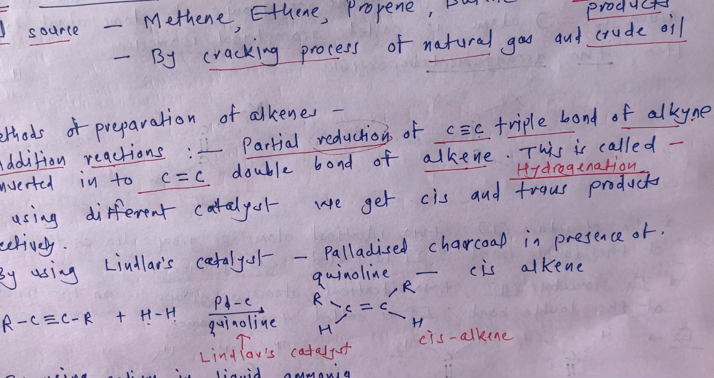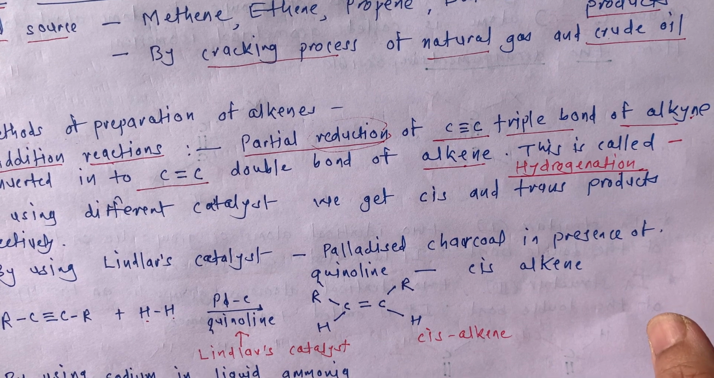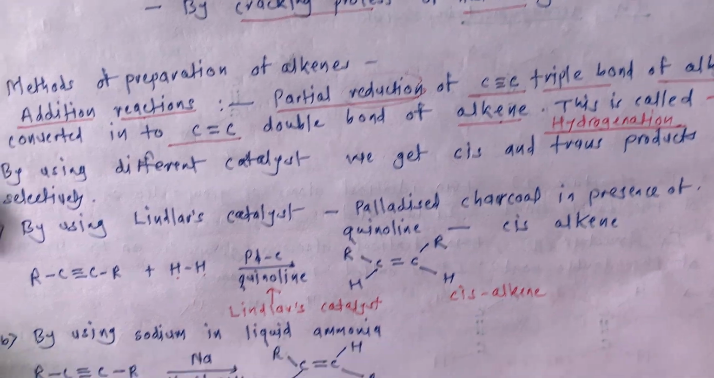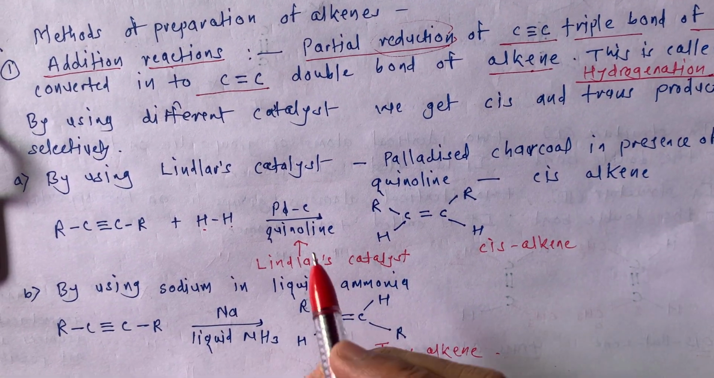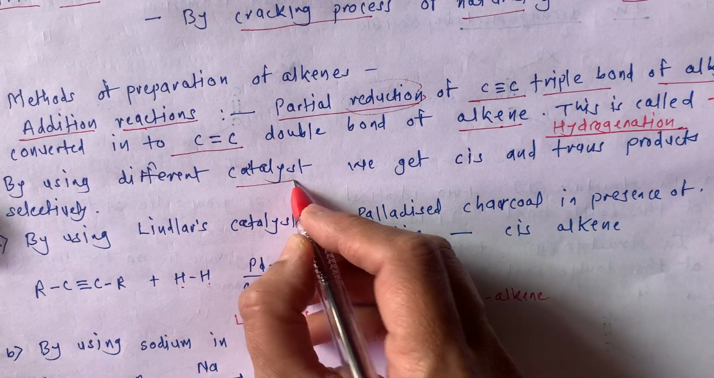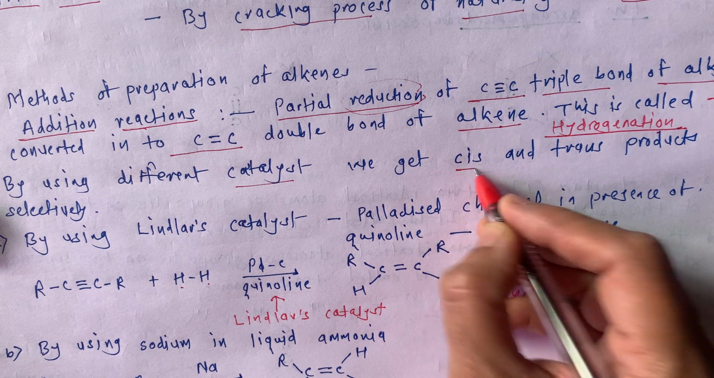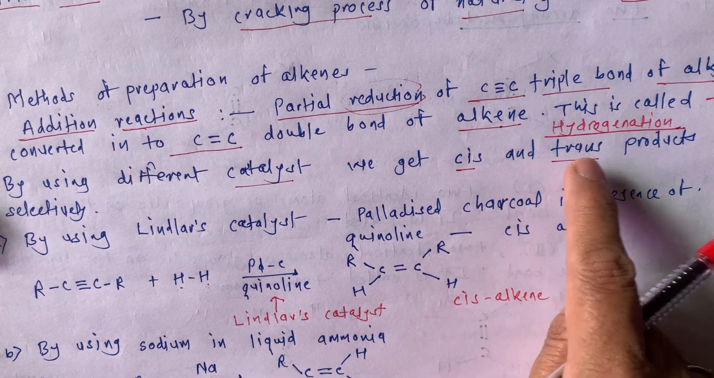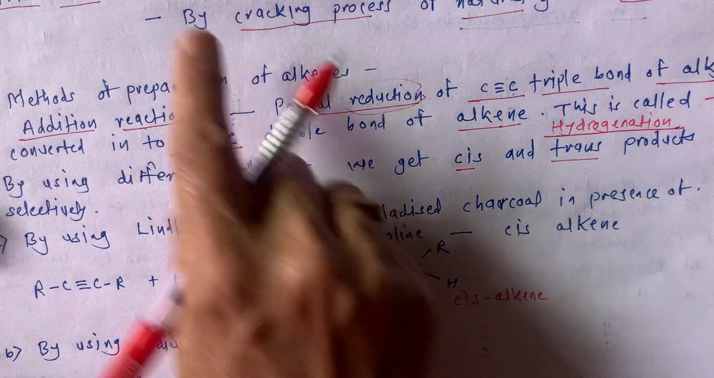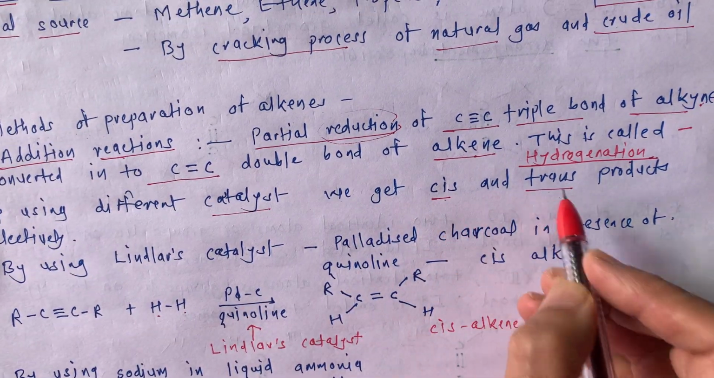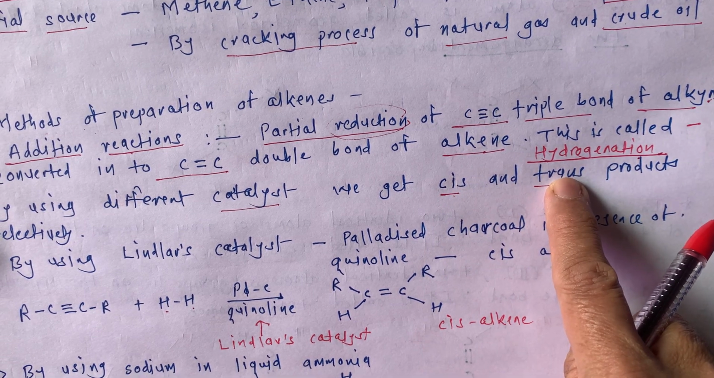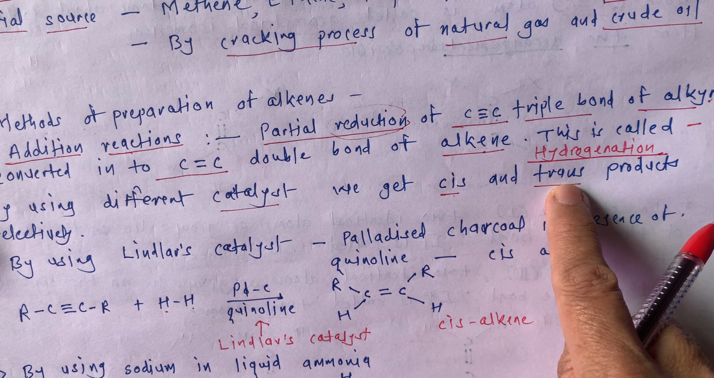If you remember, in alkane we use nickel, platinum and palladium for hydrogenation. Similarly here also there are different catalysts, and these different catalysts will give us two different products, cis and trans. This is the new concept of this chapter, alkene, cis and trans, which I explained yesterday. Cis and trans are nothing but the geometrical isomers of alkenes.